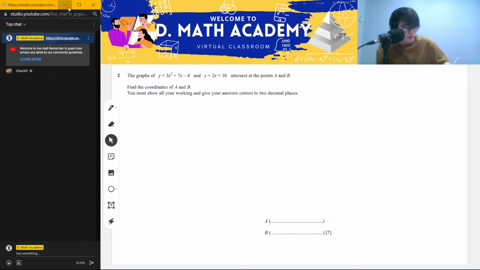If I were you, I will write this down. The keyword is intersected, which means that these two lines will actually touch each other later on. So I will readjust this equation that they gave us into something else.